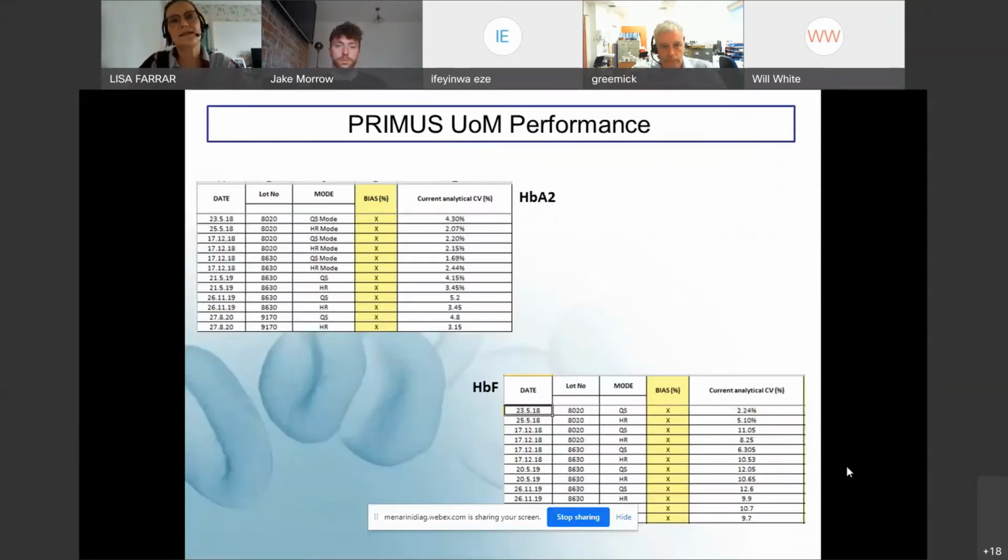We also looked at the CV on our current analyzers' uncertainty of measurement performance to see if there was any difference in the two systems. We found from this that the CVs were comparable for hemoglobin A2, but the 9210 had a far more improved CV performance for hemoglobin F than our current analyzer.